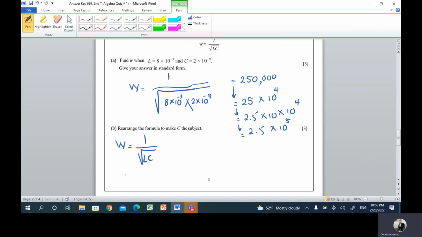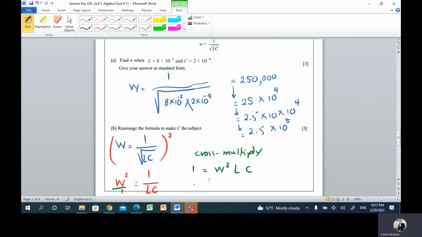To get rid of the square root, we're going to take each side to the power of 2. So it will be W squared, and if you say 1 over square root of LC times 1 over square root of LC, it will be 1 over LC, right? So 1 over LC. Now I think it's easier for you to deal with it. Now you can say that this one is over 1. So we can cross multiply. Accordingly, 1 times 1 is 1, is equal to W squared times L times C.